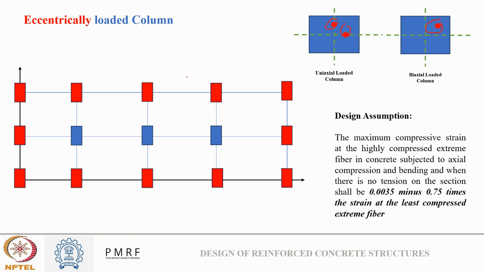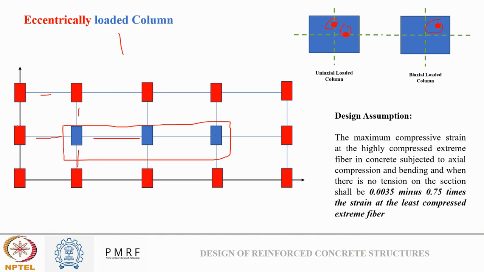So such columns are known as eccentrically loaded columns. If we see the top view of an RC frame of a certain floor, these are the beams, and these are columns. All the blue ones here will be axially loaded columns. Why? If I assume all the beams are similar, then the load will be directly at the center only. All the moments that are occurring will cancel out, and the load will act at the center only. So we can say these will be axially loaded columns.